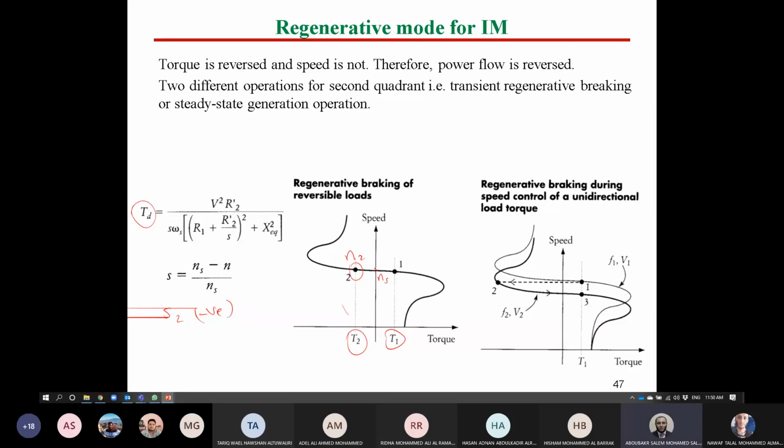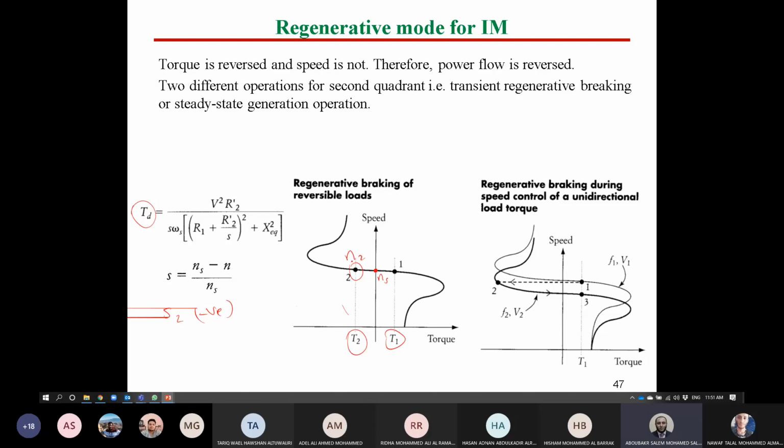Now we have a variable speed drive. So if you control your variable speed drive to have NS lower than N, whatever the value of N, you will control the NS to be lower. How can you control NS? By means of frequency, for instance. So if you reduce the frequency to reduce NS, in this case, you will be converted to the regenerative mode. And you will return the energy to the supply.